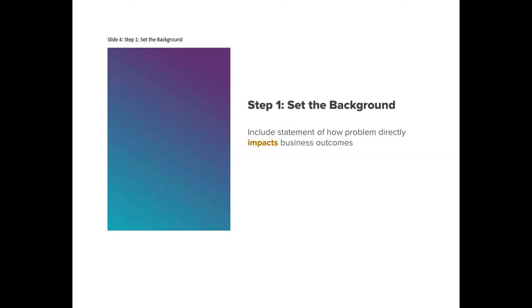Now step 1 is really to set the background. Why is this being discussed? This should include a statement about how this problem directly impacts business outcome. As already discussed, we are concerned about outcomes, not output. For example, in the last lesson, we discussed defects: 20% defects will be reduced to 10% and then to 0%. For that purpose, we require automation.